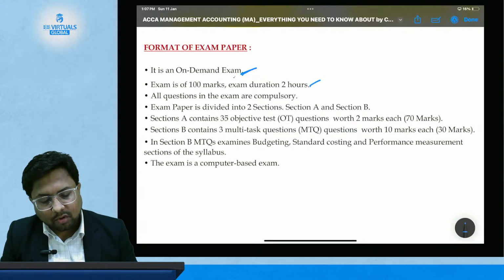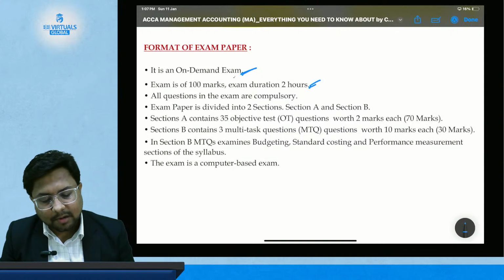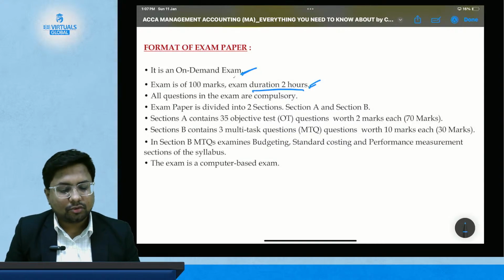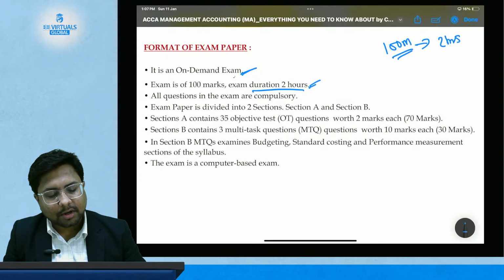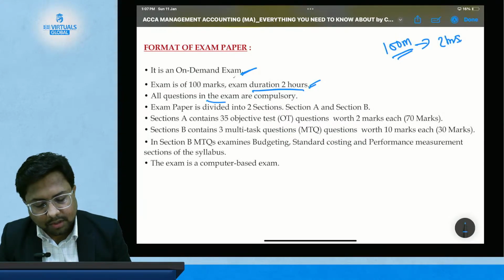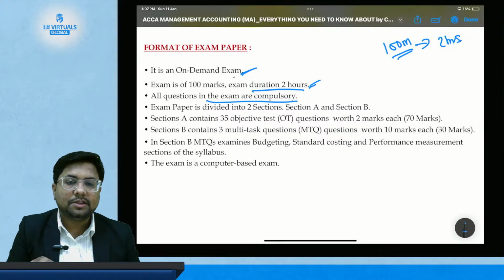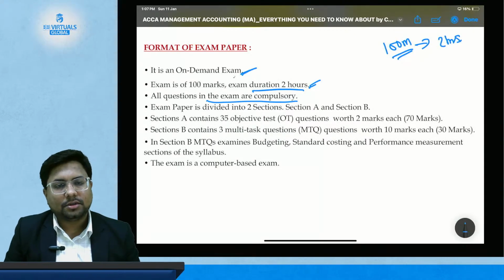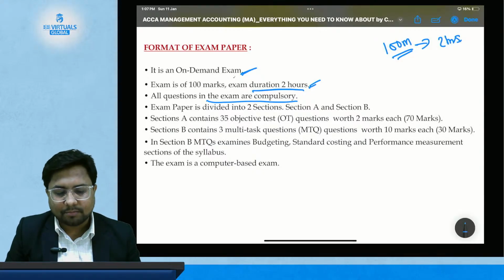Your exam will be of 100 marks and the time allowed will be 2 hours. All the questions in your examination are going to be compulsory. You don't have any choice to skip a question or select another question. All the questions asked in your ACCA examination are going to be compulsory.